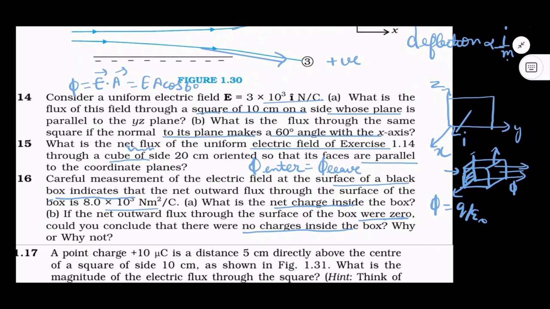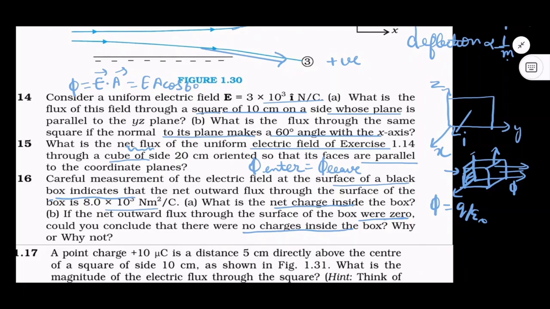Is it possible? We can see that in our previous example also we have discussed that the amount of flux entering is equal to the amount of flux leaving. So there is conservation of flux. In that case also our net flux is assumed to be 0. So we cannot say that the flux is 0 only if the charges are not present. They may be present or absent. Okay, so that is not the final conclusion.